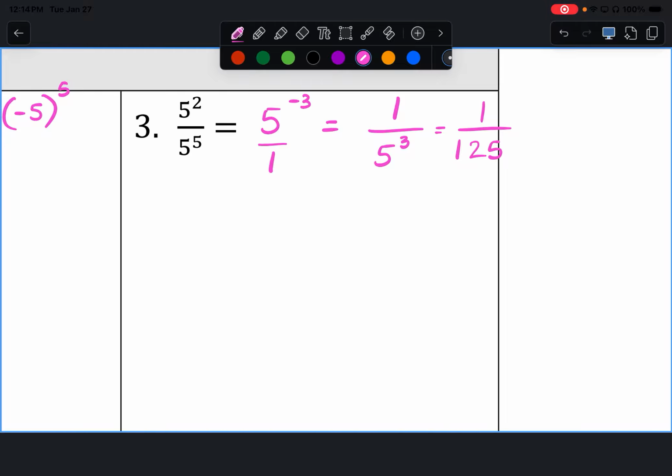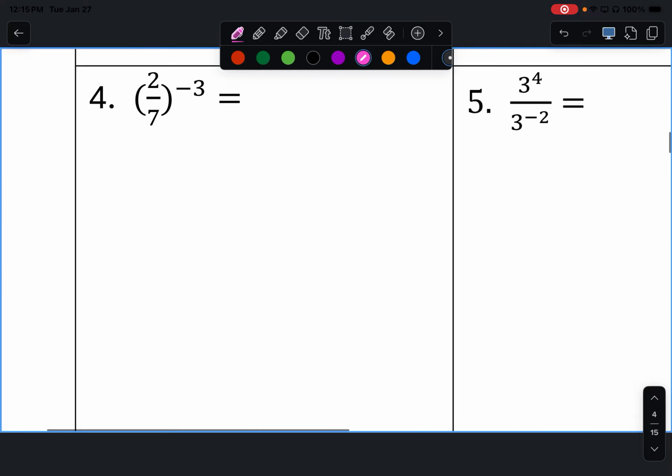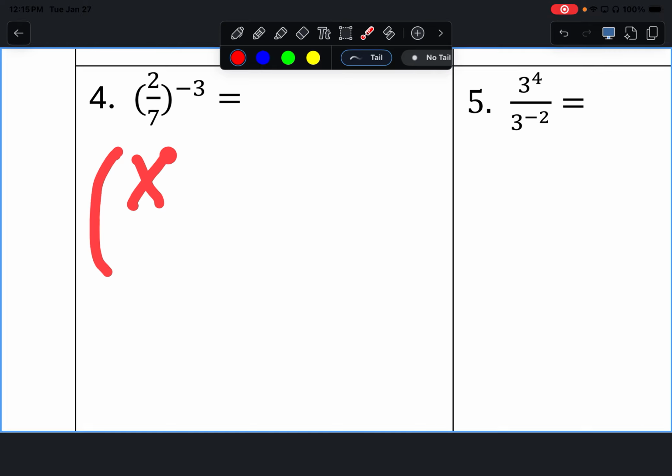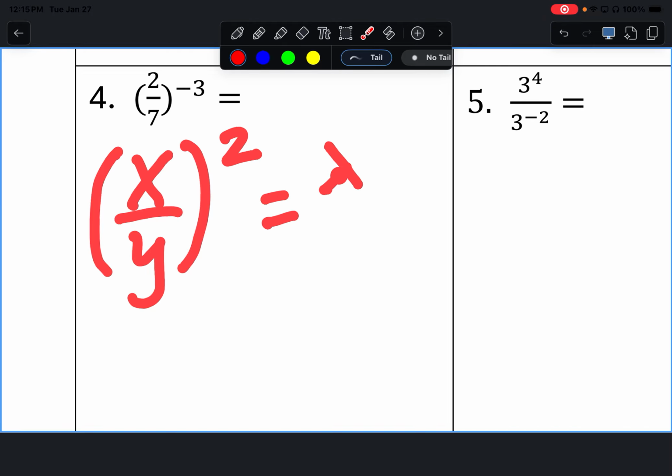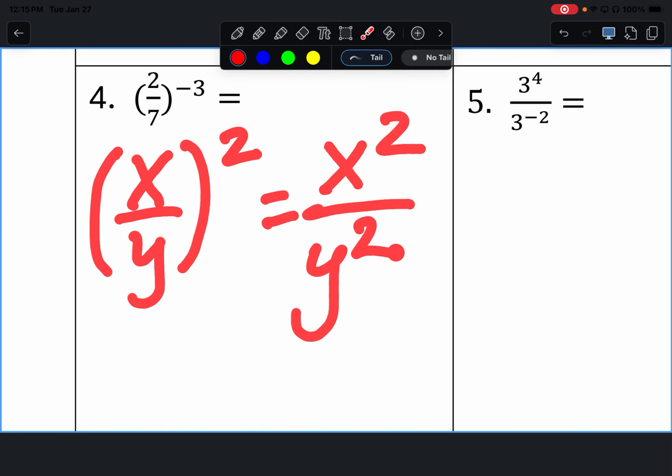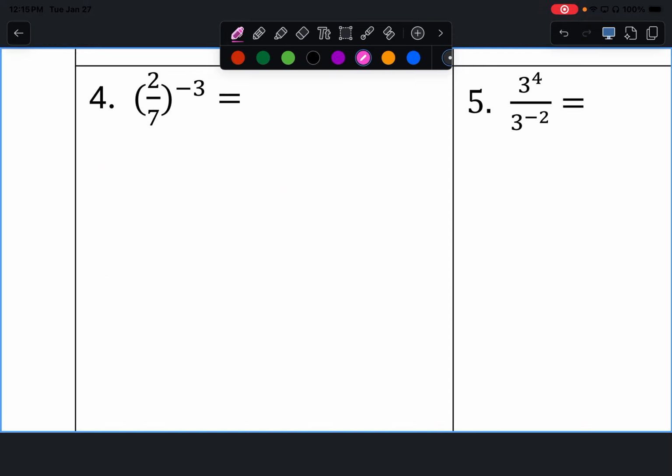All right, now for number 4, we have 2 over 7 raised to the -3rd power, okay? So if we have something that is being divided, if I gave you x over y, squared, when you square it, you multiply it by itself, right? So you get x times x, which is x squared, over y times y, which is y squared. So that square gets to go to the top and the bottom. So when we look at this problem, we have to do 2 to the -3 and 7 to the -3.